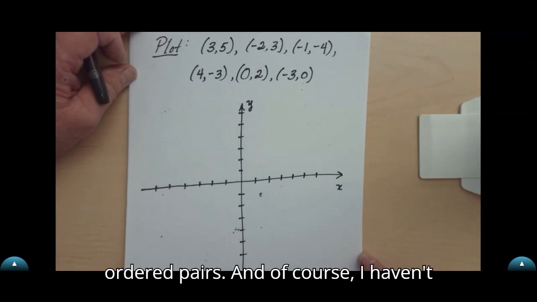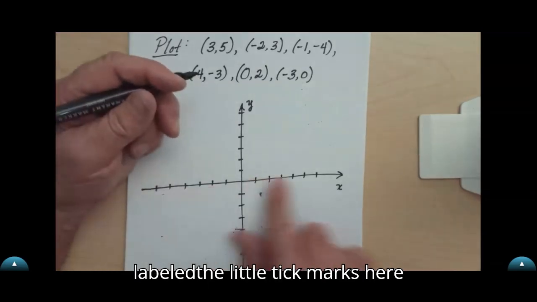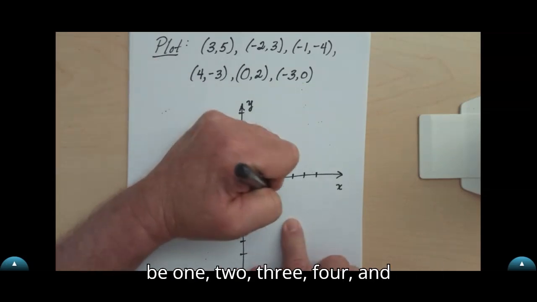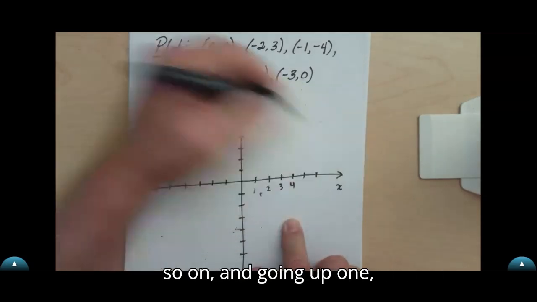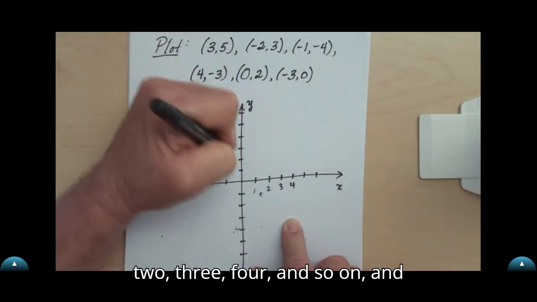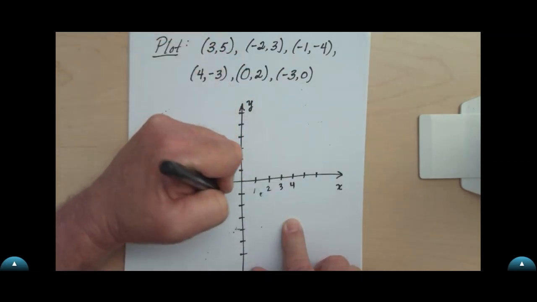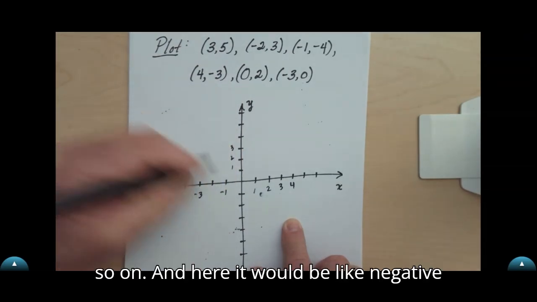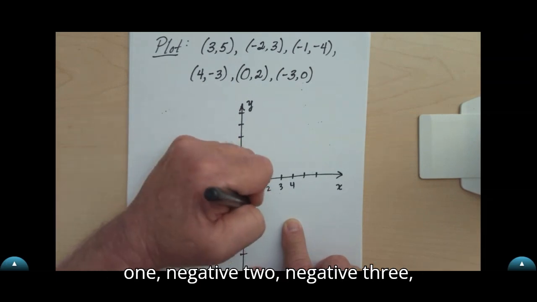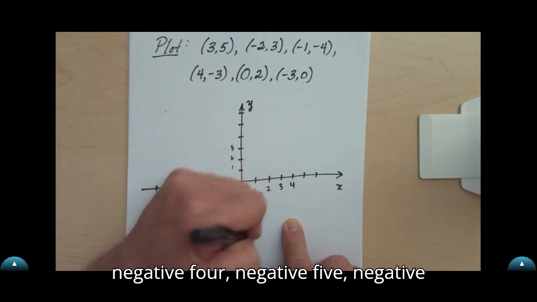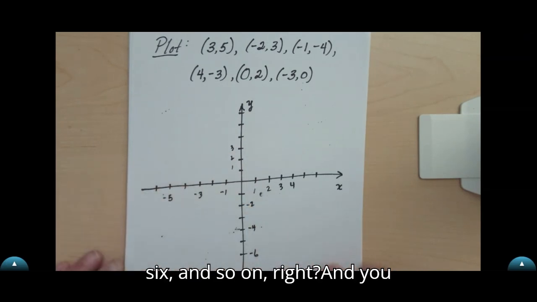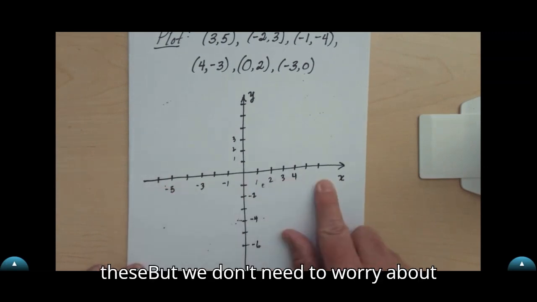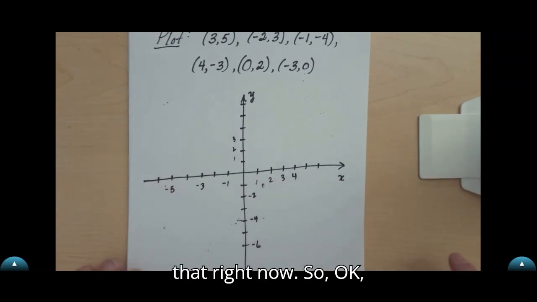So we're going to plot these ordered pairs. And of course, I haven't labeled the little tick marks here along the axes, but this would be 1, 2, 3, 4, and so on, and going up 1, 2, 3, 4, and so on, and -1, -2, -3, -4, -5, and so on. And here it would be -1, -2, -3, -4, -5, -6, and so on, right? Sometimes we scale these, but we don't need to worry about that right now.